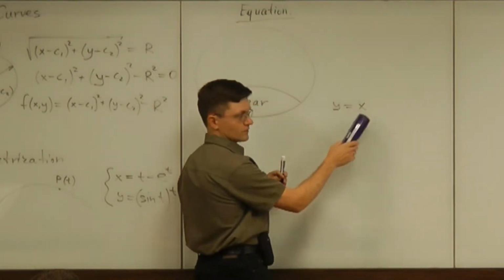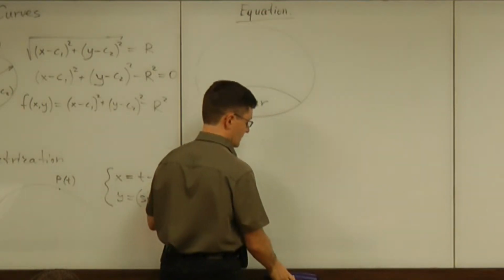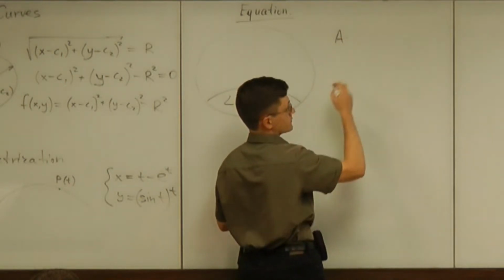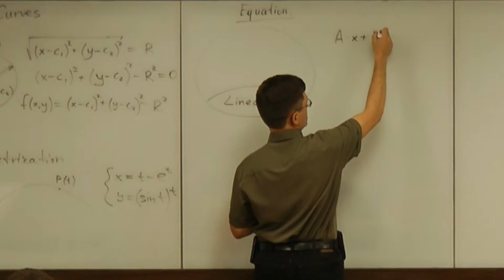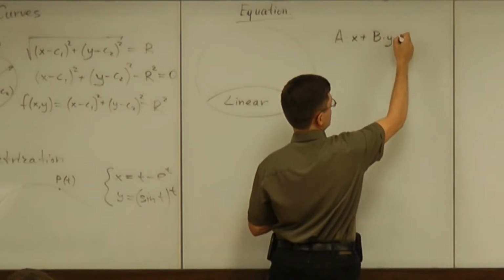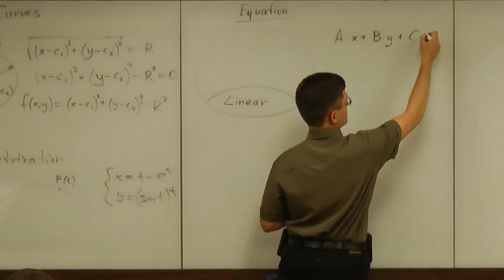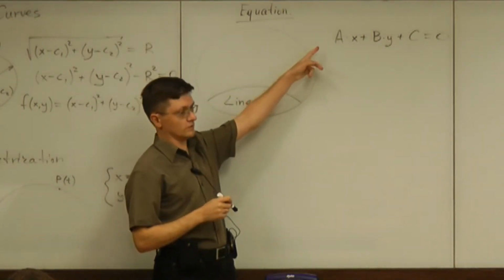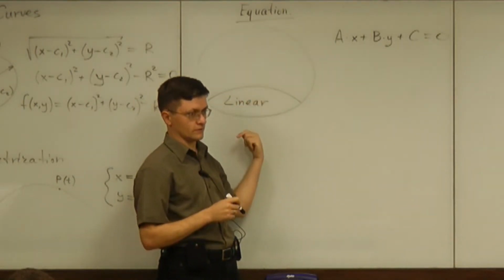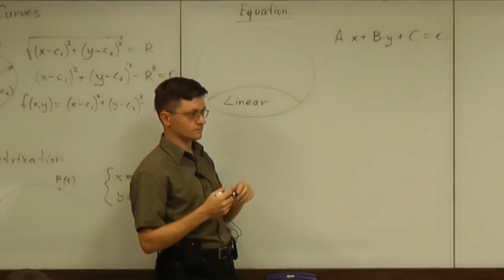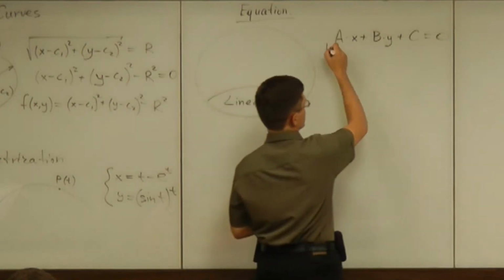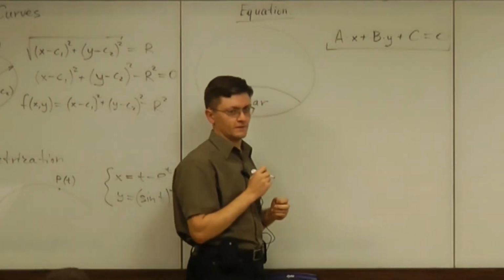And of course, we allow coefficients. That means something like a constant times x, plus a constant times y, plus maybe another constant equals 0, is the most general equation of a linear curve, a linear equation. And that is what our best equation is going to be for some time.